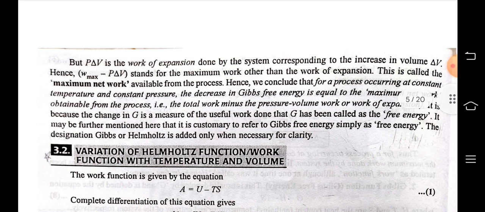But PΔV is the work of expansion done by the system corresponding to the increase in volume ΔV. Hence, W max here stands for the maximum work other than the work of expansion. This is called the maximum net work available from the process. Hence, we can conclude that for a process occurring at constant temperature and constant pressure, the decrease in Gibbs free energy is equal to the maximum net work obtainable from the process, that is, the total work minus the pressure-volume work or work of expansion.